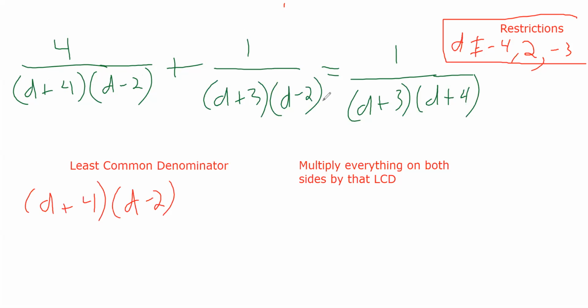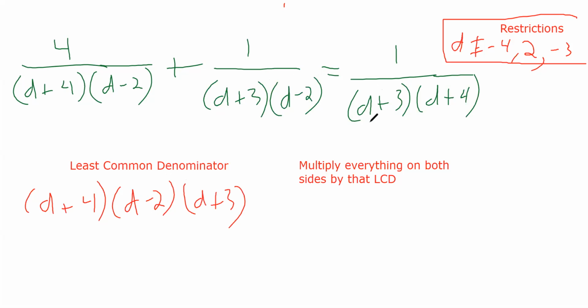The next fraction gets hit by the same least common denominator. This one now, you need to have a d plus 3 so that it crosses out with this one. You also need a d minus 2, but wait a minute, we already took into account the d minus 2 here. So the only piece of the puzzle we need to add to the LCD is a d plus 3.